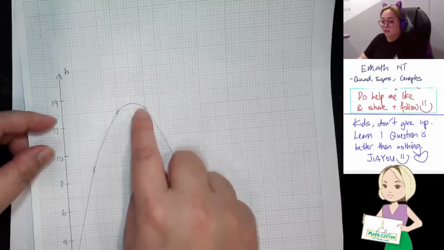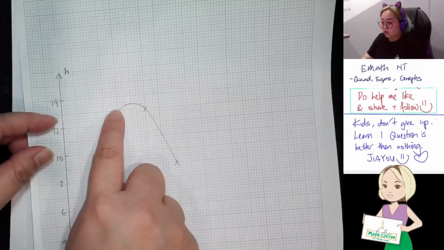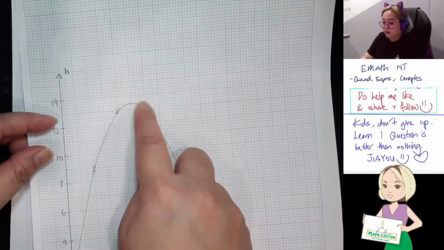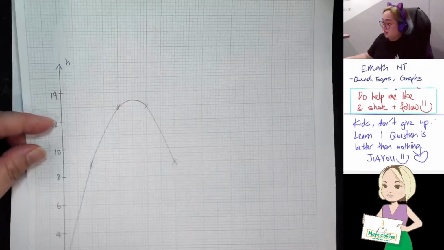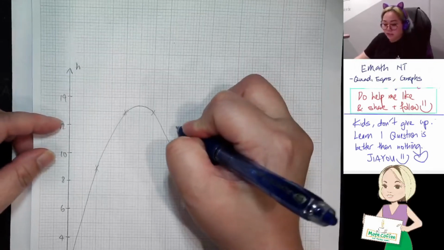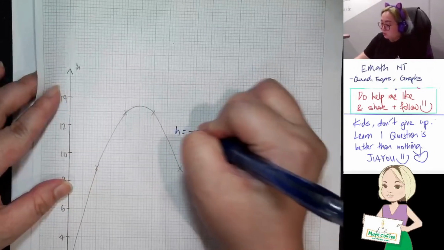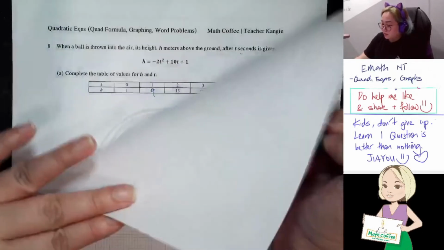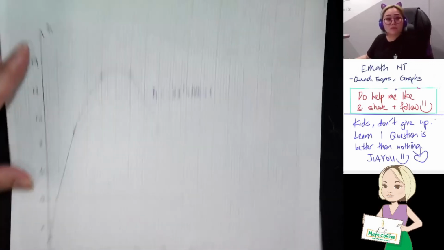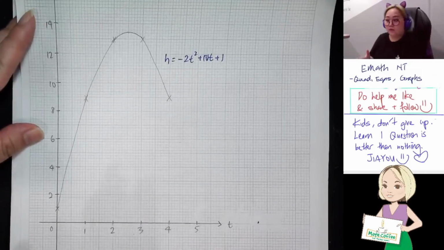Okay, so with this, we can draw the shape. You can see that these 2 points are next to each other, so we don't draw a horizontal line. You're supposed to draw an arc, whereby you can see that the middle is the maximum point. So with that, after that, you have to label. So this one is H equals minus 2t squared plus 10t plus 1. So we are done with the graph.